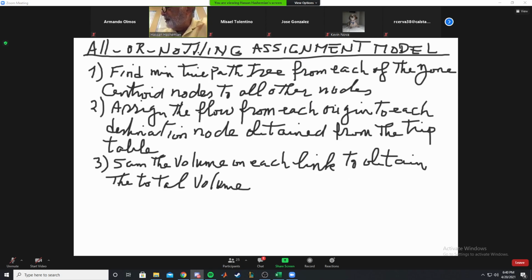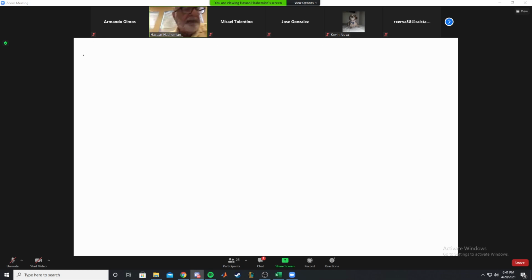Okay, now to do these 3 steps, I have to give you an example of how to do that. Here is the example I can give you. Let me go to the next page. Any question on these 3 steps? Okay, I'm going to go to the next page to give you an example.